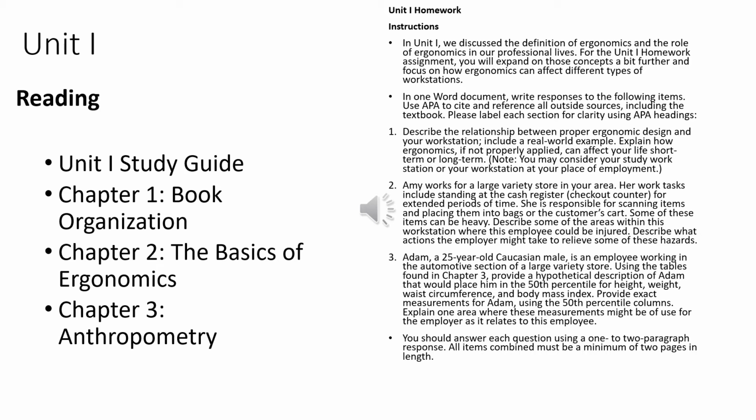Number 3, Adam is a 25-year-old Caucasian male and is an employee working in an automotive section of a large variety store. Using the tables found in Chapter 3, provide the hypothetical description of Adam that would place him in the 50th percentile for weight, height, waist circumference and body mass index. Provide exact measurements for Adam using the 50th percentile columns. Explain one area where the measurement might be of use for the employer as it relates to the employee.